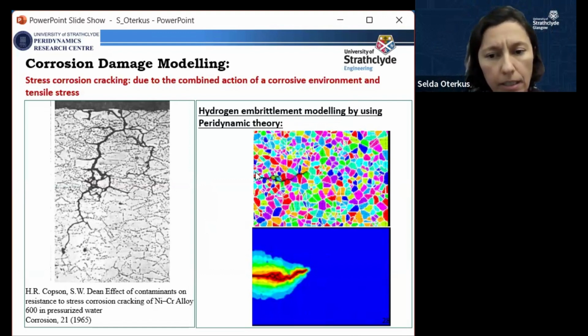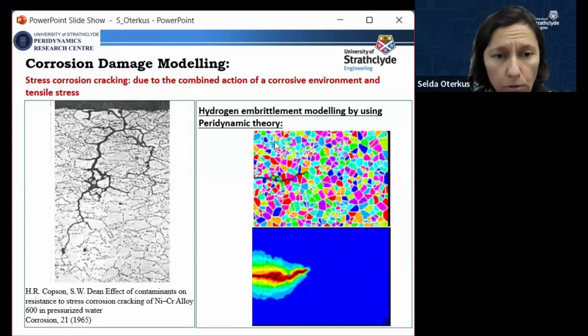We can investigate, let's say you have a plate with a crack, and the colors are showing the microstructure, so we can go to the small scale. In order to simulate stress corrosion cracking, we want to also simulate the microstructure behavior as well. And each grain actually has different crystal orientations.